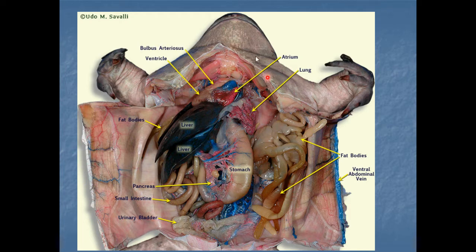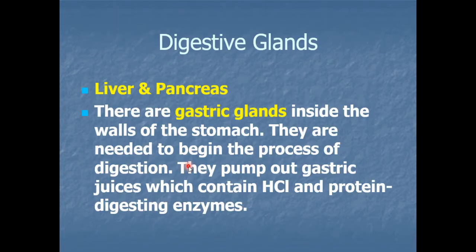And this is the photograph showing the digestive system. You can see the stomach, you can see the mesentery. Here it is the small intestine, then the liver, which is the largest digestive gland. Then coming to the digestive glands. Major digestive glands are liver and pancreas. And of course, you can see the gastric glands on the walls of the stomach, and intestinal glands in the intestine.